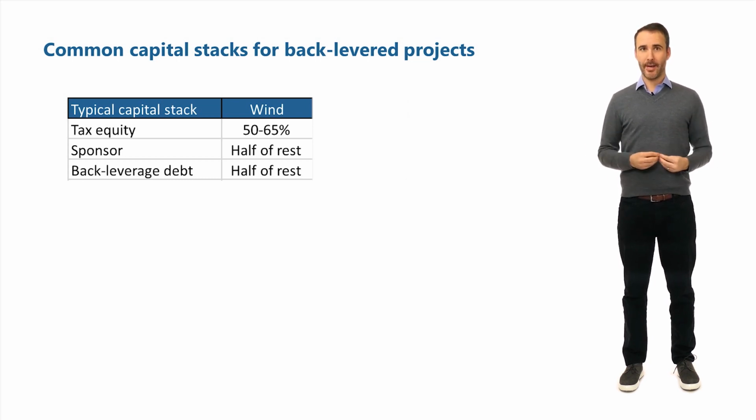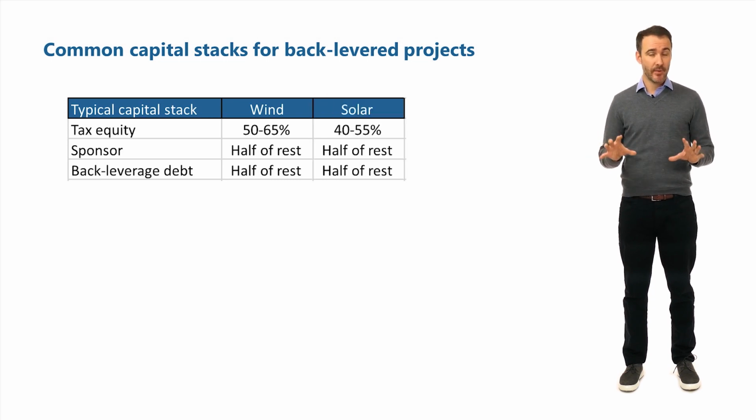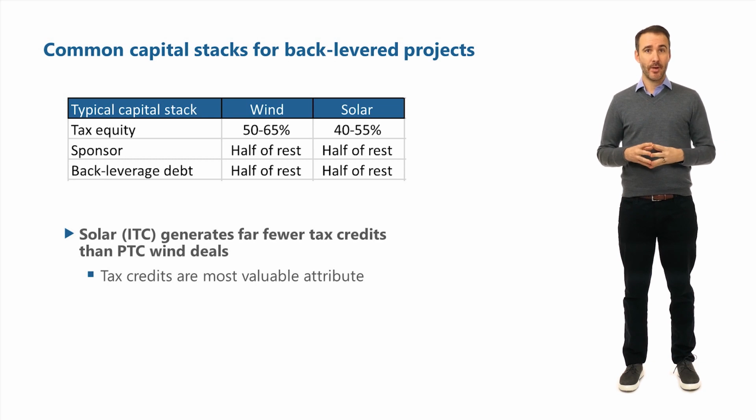In solar partnerships, 40 to 55% of the capital is typically provided by tax equity. This is much less than the 50 to 65% for wind, as most solar projects generate far fewer tax credits than wind projects, at least with a reasonable capacity factor. And remember, the sponsor typically funds part of its investment through back leverage.